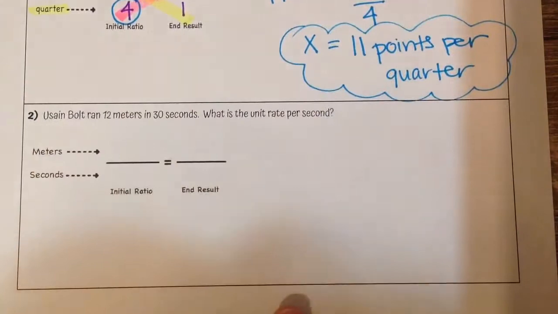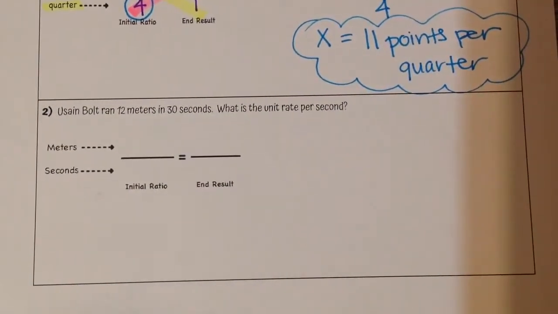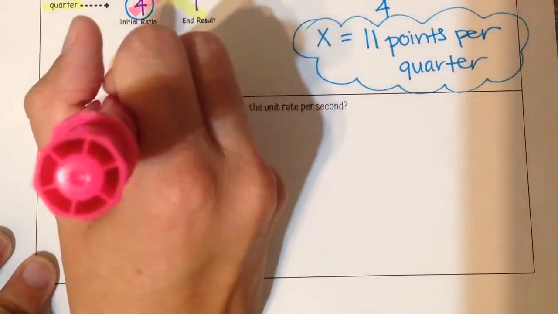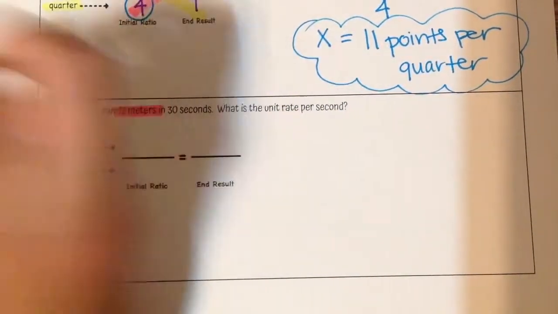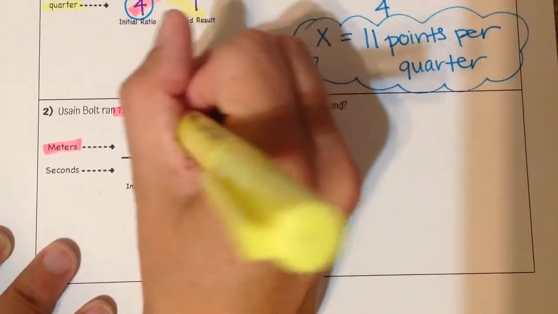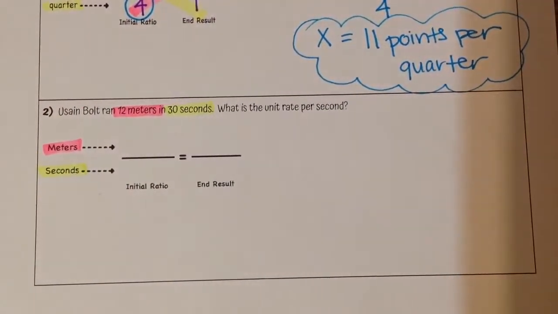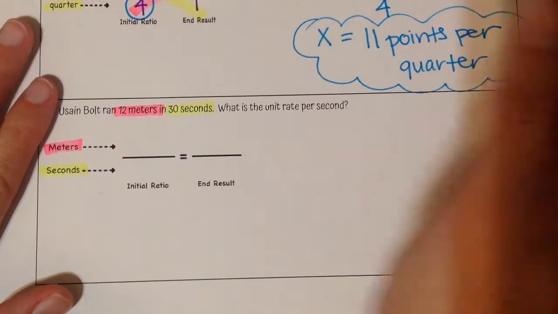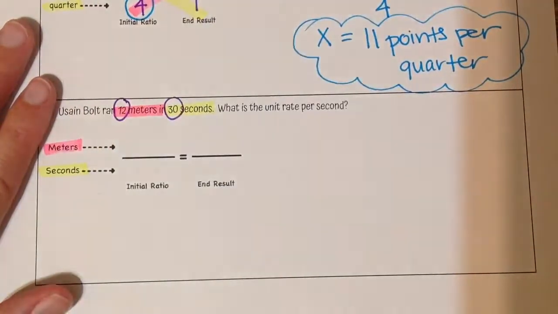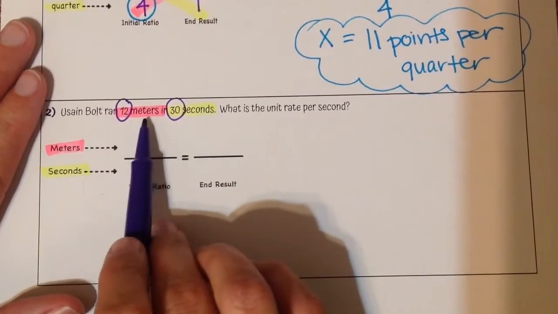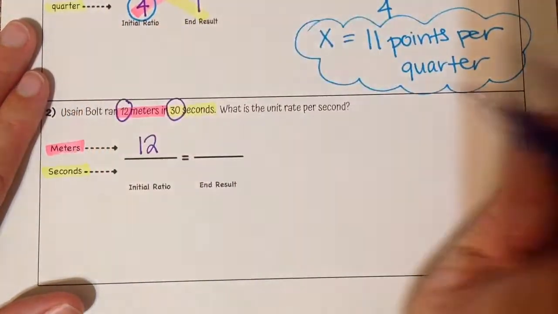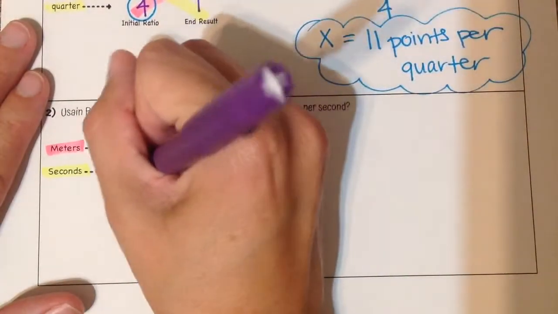All right, let's look at the next one. Usain Bolt ran 12 meters in 30 seconds. What is the unit rate per second? So, looking at our initial ratio here, I'm finding my units. I've got 12 meters is given to me, and I've got 30 seconds is given to me. So those are my 2 units. We already wrote them there for you, just having you highlight it. Then I'm going through and circling the numbers in that initial ratio. So we're given 12 and 30. The 12 is talking about meters, which we put on top. The 30 is talking about seconds, which we put on the bottom.